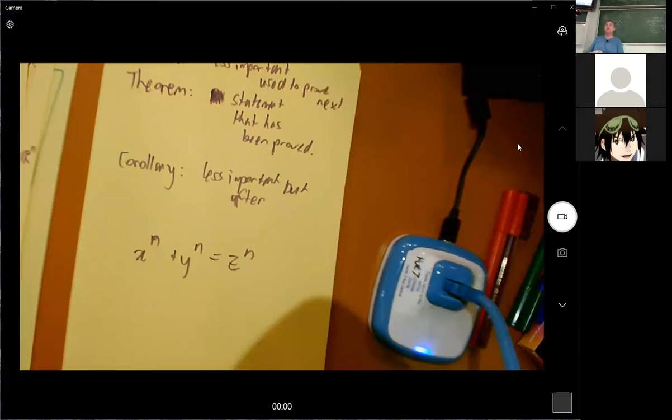Did he prove anything else after his last theorem? Oh, I'm sure there is. But yeah, anyway. So that's what those things are.